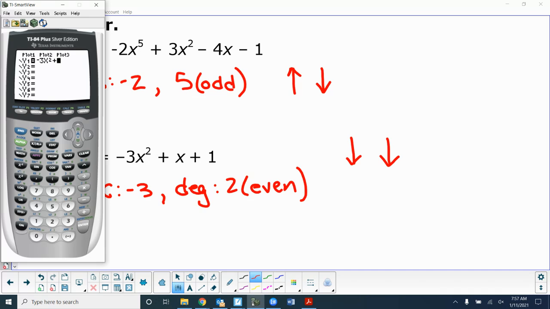-3x² plus x plus 1. Graph. You can see it came up and then it went back down. So both ends are going down, same direction. Is this making sense? Again, we went over this last year. Hopefully it's coming back to you a little bit.